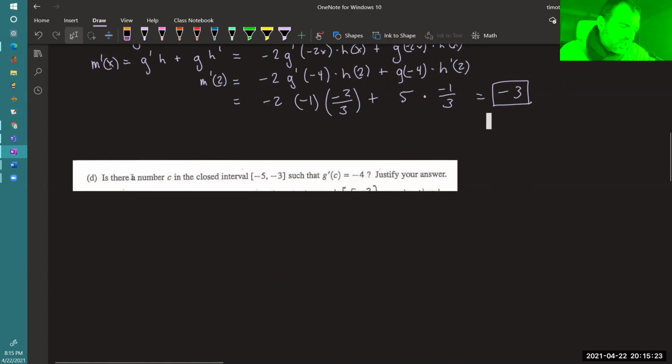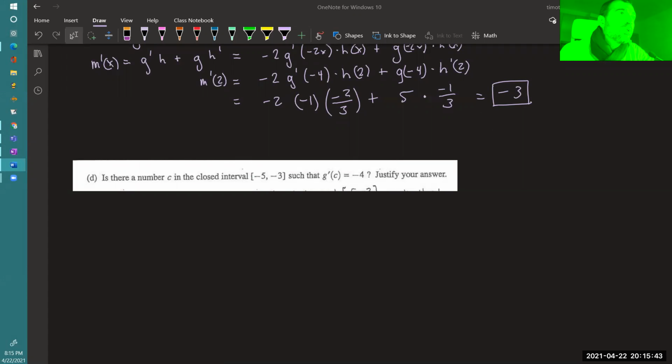So question: is there a number c in the closed interval from -5 to 3 such that g prime of c is equal to -4? Justify your answer. All right. So this one is very tricky. Well, it's not too bad.